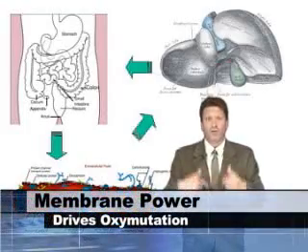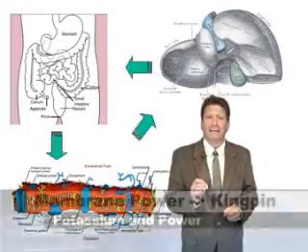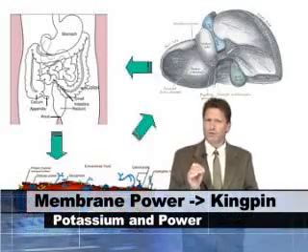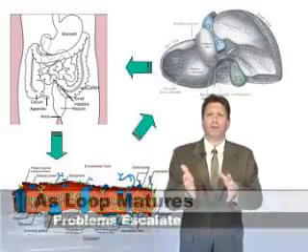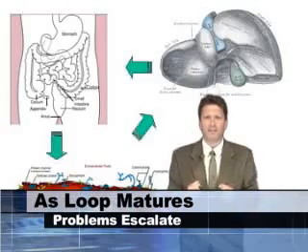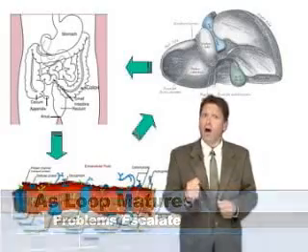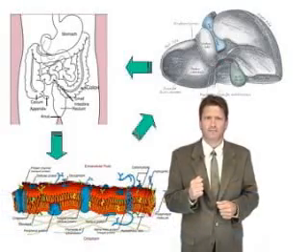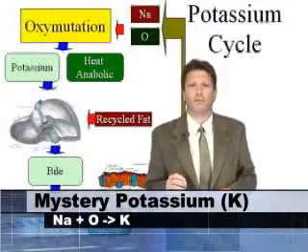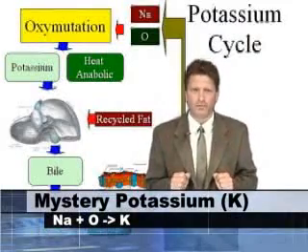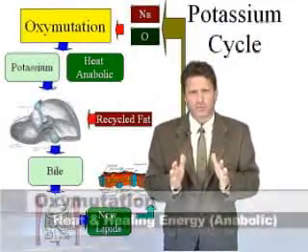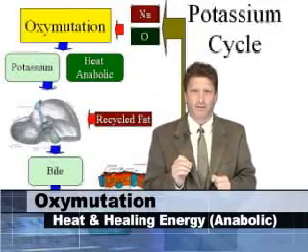Membrane electrical power, which drives oxymutation, is the kingpin in this loop. As the loop matures, escalating problems with liver and lipid absorption produce a self-hardening cycle, and the longer it lasts, the harder it is to break. Oxymutation creates cellular potassium by quantum fusion of sodium and oxygen. The reaction releases heat and anabolic healing energy.